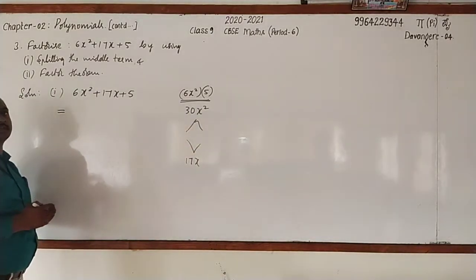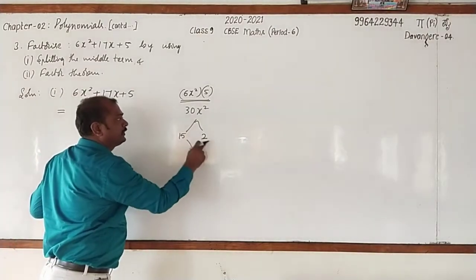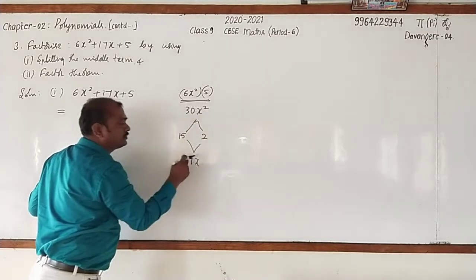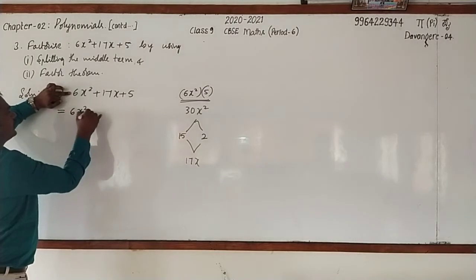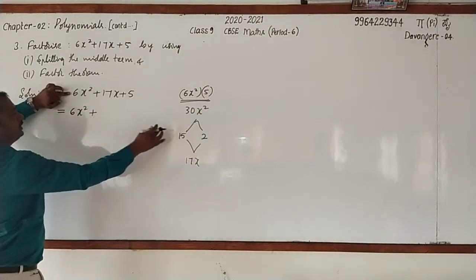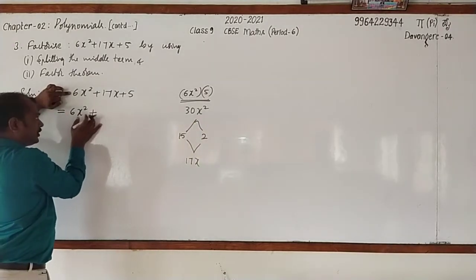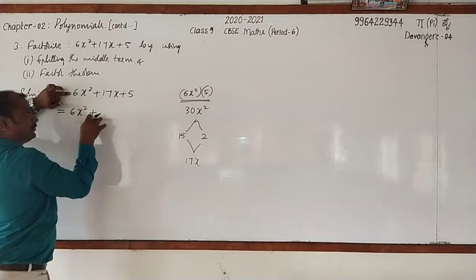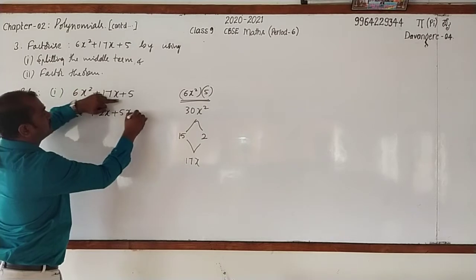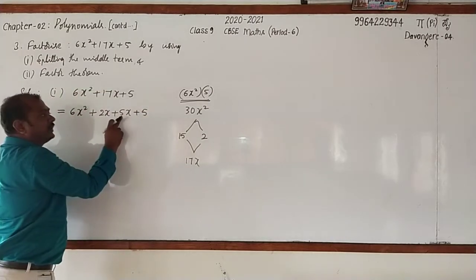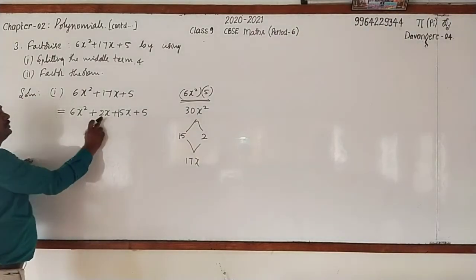Then what are the factors? You can take the factors as 15 and 2. 15 2s are 30. 15 plus 2, 17. Such a simple one it is. I can write this as 6x square plus, you can write 15x plus 2x or 2x plus 15. For the sake of making the calculation simple, I go for taking 2x plus 15x, because 15 is the multiple of 5 and 2 is a factor of 6.